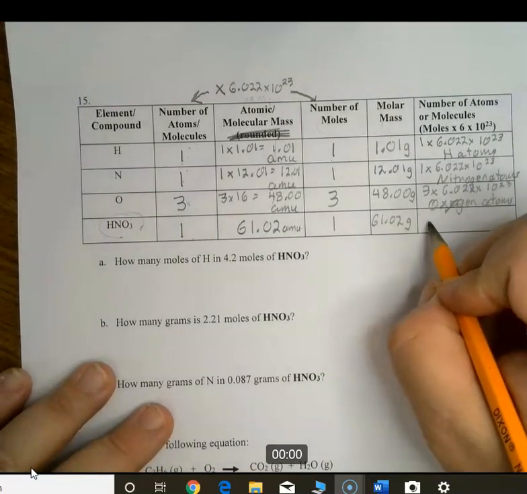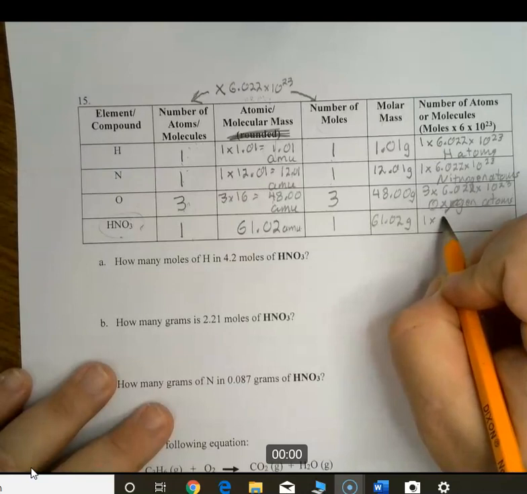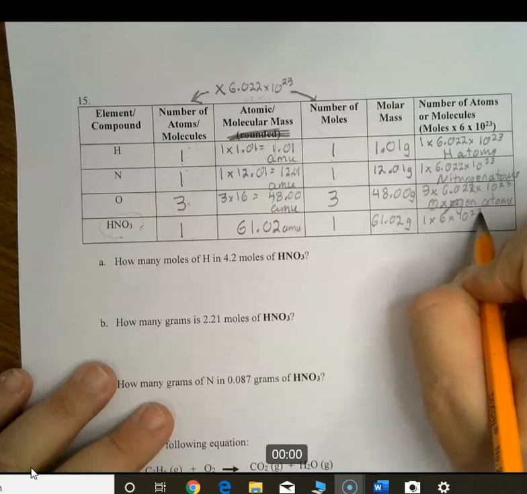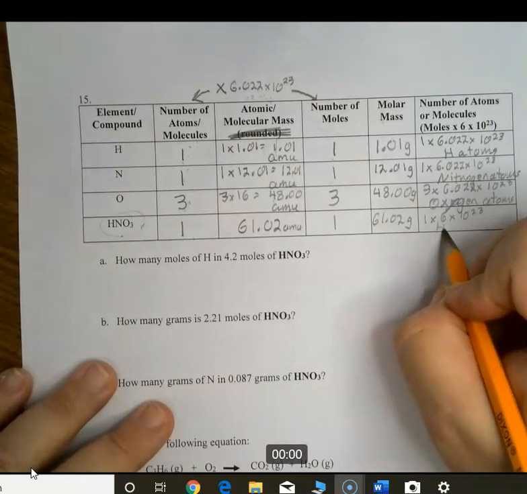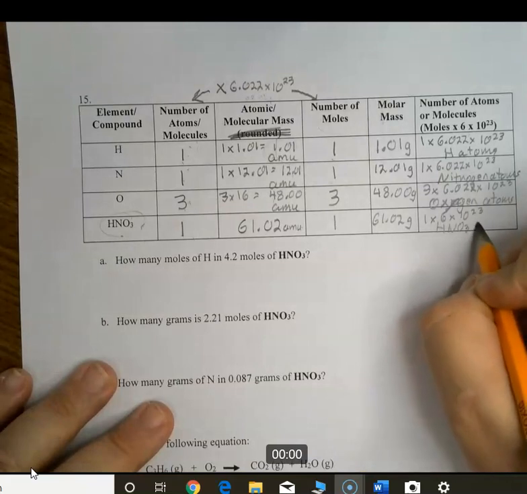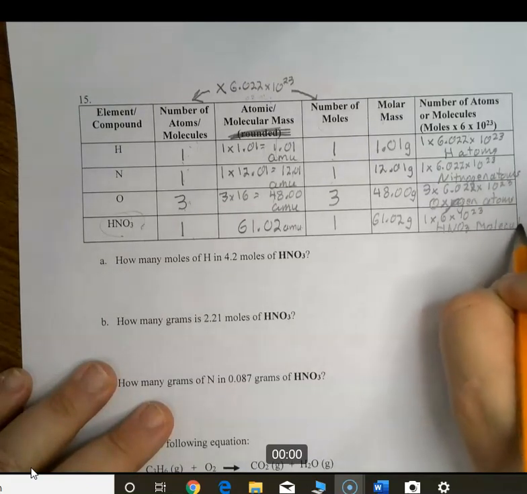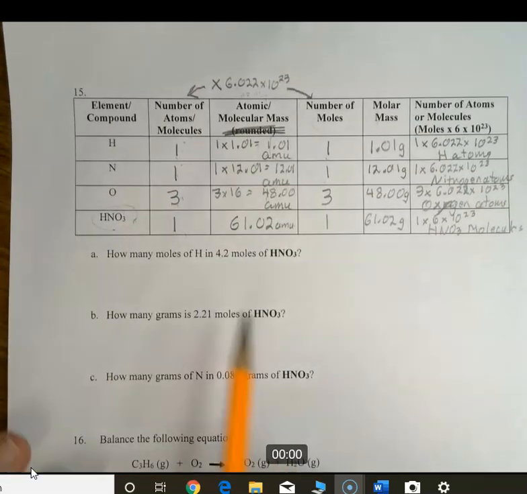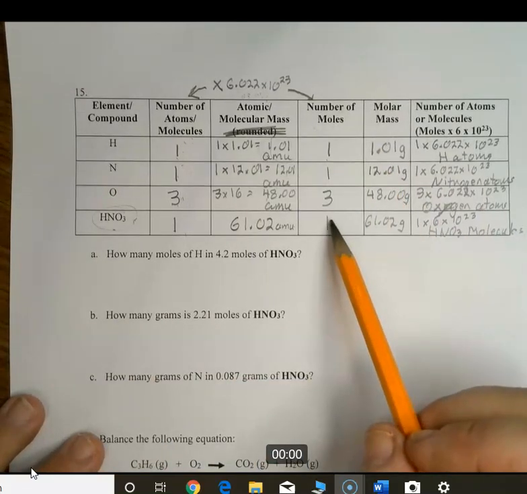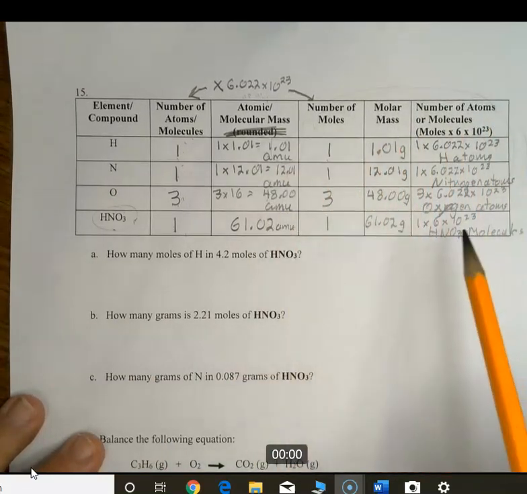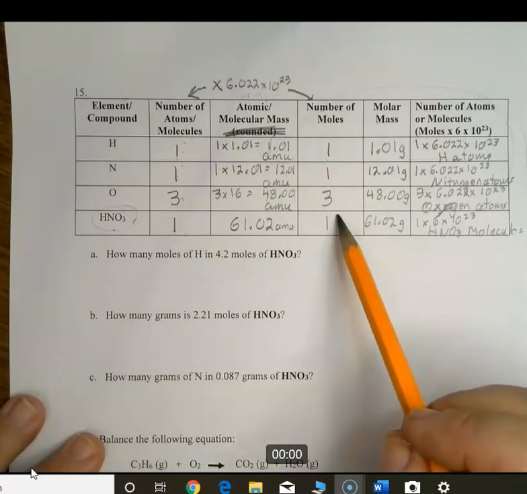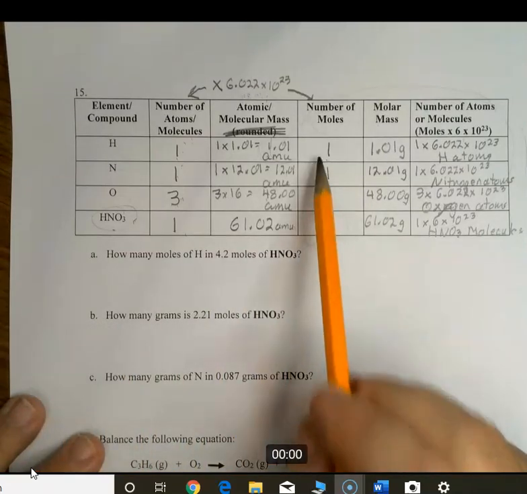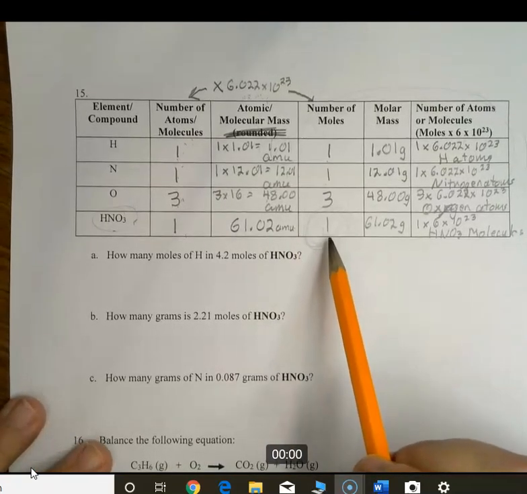Okay, and then this is 1 times 6 times 10 to the 23rd HNO3 molecules. Okay, so we filled out that table. So now we can answer some questions. Everything that you see in this table is based on, really we're interested more in this side than we are in this side now. It's based on making 1 mole of HNO3. That's what we've created here. So we can answer the questions based on that.